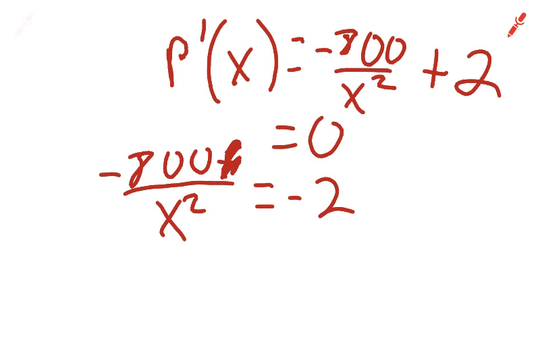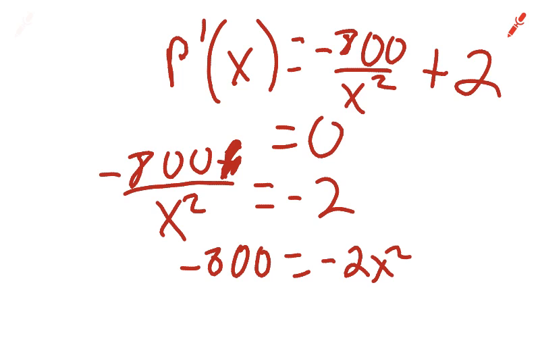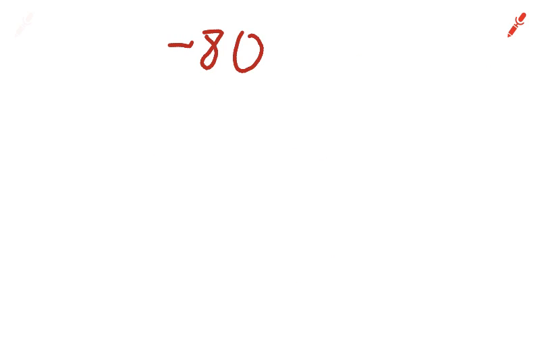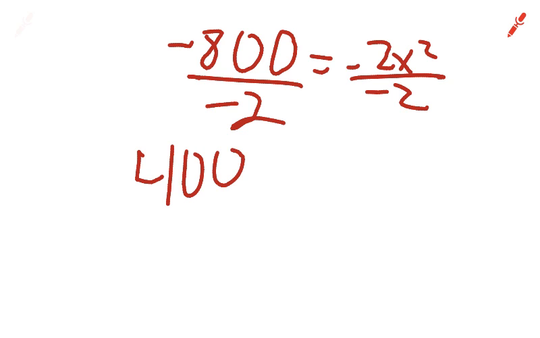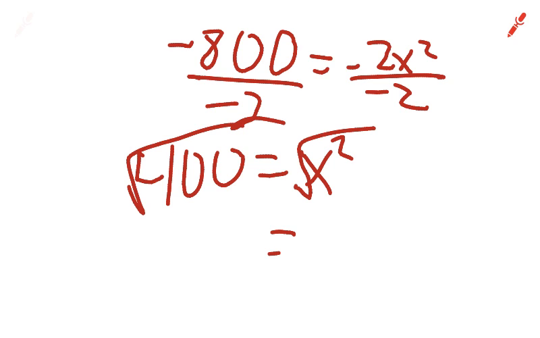Now basically we're just solving for x. So if you cross multiply, you'll get negative 800 equals negative 2x squared. Starting fresh: negative 800 equals negative 2x squared. So we're dividing by negative 2, my bad, and it's 400 equals x squared. So basically, each x is going to be 20 feet.